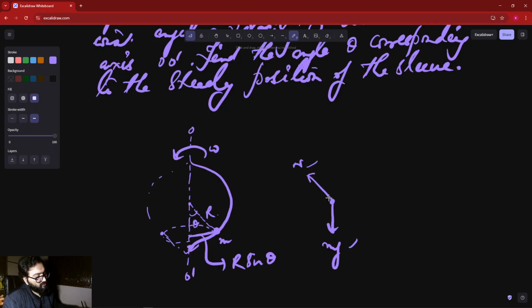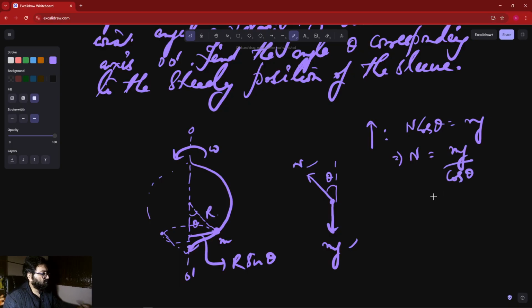The sleeve is going to be in equilibrium in the vertical direction. In the horizontal direction, there is going to be some centripetal force which is going to force the sleeve to move in a circular path of radius r sine theta. So if I write my equations in the vertical direction, what is this angle going to be? This angle is going to be theta. N cos theta is equal to mg, which gives me N as mg by cos theta.